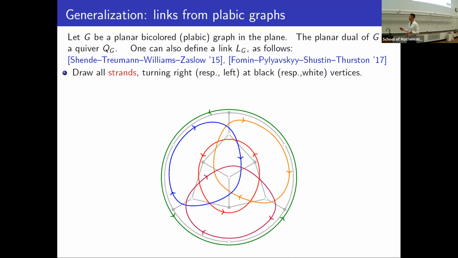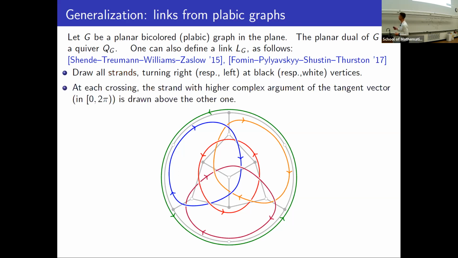So I need to tell you which of these crossings are over or under crossings. The rule is that you look at any crossing. Let me look at, let's say, this crossing point here. The blue strand points to the left, and the purple strand points up. So you look at the complex arguments of the tangent vectors. Up means the argument is pi over 2. Left means the argument is pi. Pi is bigger than pi over 2. So the blue strand is going to be drawn on top of the purple strand. That's it. I just compare the complex arguments.